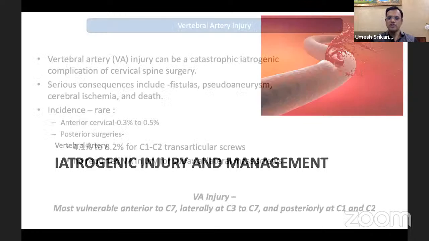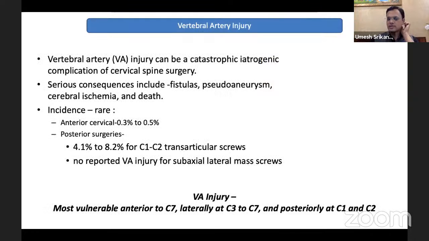Coming to iatrogenic injury and management, vertebral artery injury can be a catastrophic iatrogenic complication of any cervical spine surgery, predominantly at the craniovertebral junction, where it is one of the most common reasons. There can be serious consequences, including significant intraoperative hemorrhage, resulting in even hypotension as well as cerebral ischemia, and postoperative complications like fistulas or pseudoaneurysms, which can also lead to embolic phenomena and cerebrovascular accidents. The incidence is, however, very rare.